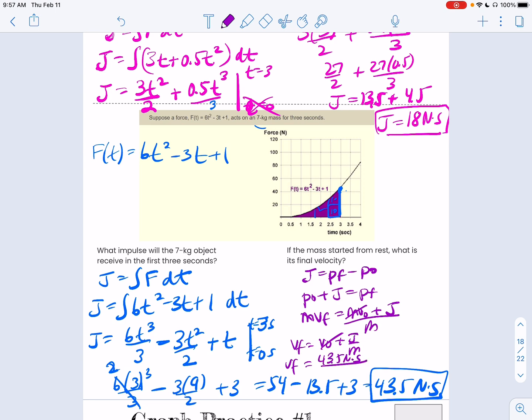43.5 newton seconds over 7 kilograms. So 6.2 meters per second. That seems reasonable. Okay, lovely.